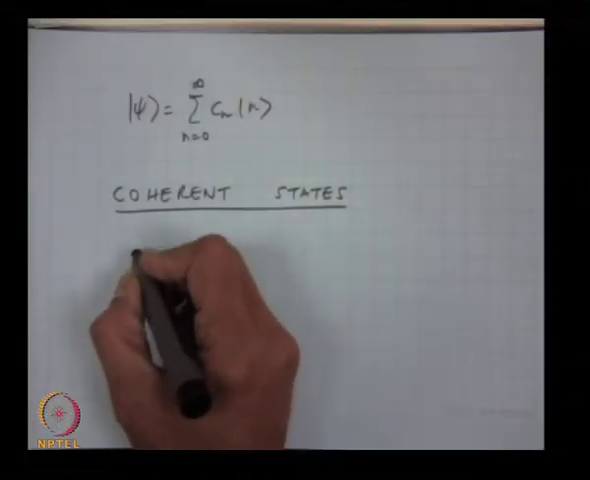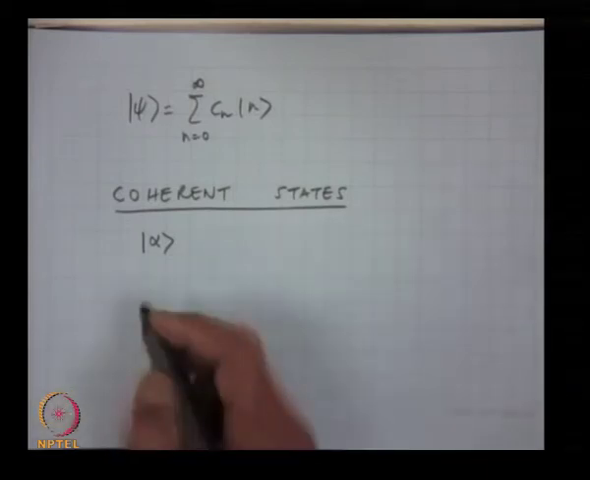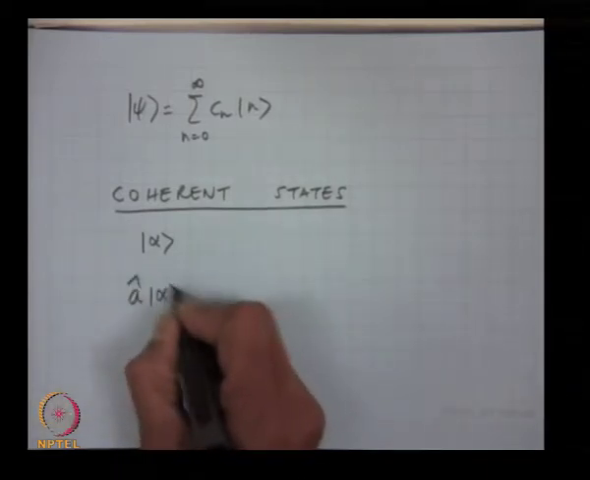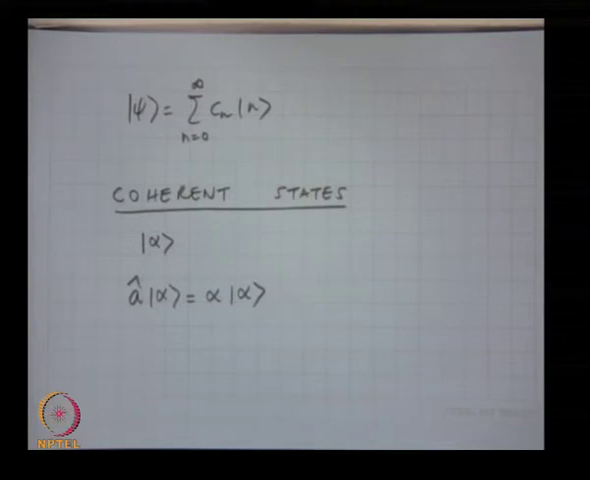Let me look at some states like this. I look at some states which I call alpha ket, and these kets are eigenstates of this operator. Now please note, A is not a Hermitian operator, so alpha need not be real. Alpha can be complex because A is a non-Hermitian operator, and A alpha is equal to alpha alpha.